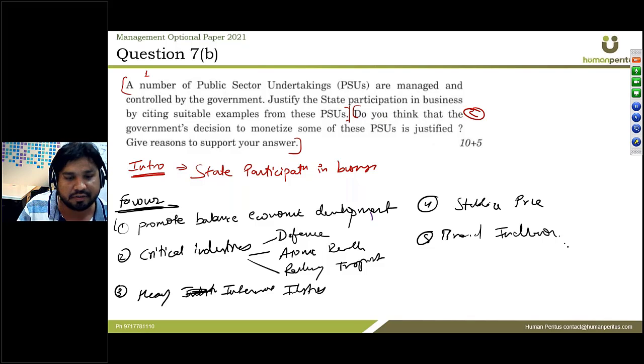तो इस तरीके से आपने कुछ आर्गुमेंट्स इन फेवर दे दिए फॉर दी पीएसयूज, और उसको थोड़ा सा स्पेक्ट्रम में रखा कि इकोनॉमिक डेवलपमेंट भी करा दिया, क्रिटिकल इंडस्ट्रीज बता दिया, इन्वेस्टमेंट बता दिया, प्राइस को स्टेबलाइज करा दिया, और फाइनेंशियल इंक्लूजन की बात कर दी. ठीक है, तो अब हम आते हैं दूसरे सवाल पे, विच इज, डू यू थिंक दैट द गवर्नमेंट डिसीजन टू मोनेटाइज सम ऑफ दीज पीएसयूज इज जस्टिफाइड. देखिए बड़ा अच्छा सवाल है, क्योंकि अभी तक प्राइवेटाइजेशन और डिसइन्वेस्टमेंट की बात चल रही थी, तो गवर्नमेंट ने 2019 में एक नया टर्म कॉइन किया, विच इज एसेट मोनेटाइजेशन.